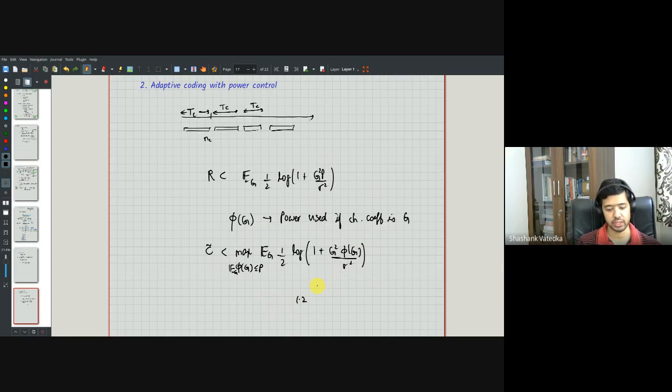Whereas in the case of the fast fading channel, you would say that the total number of message bits that I'm going to be able to send is going to be n times 1.2.